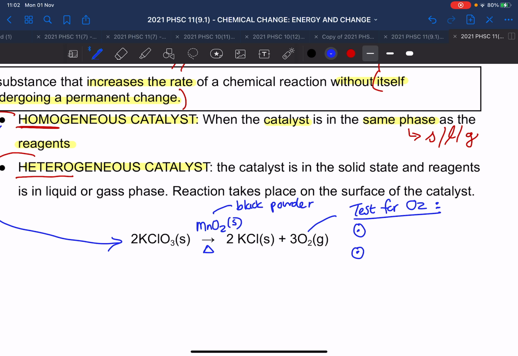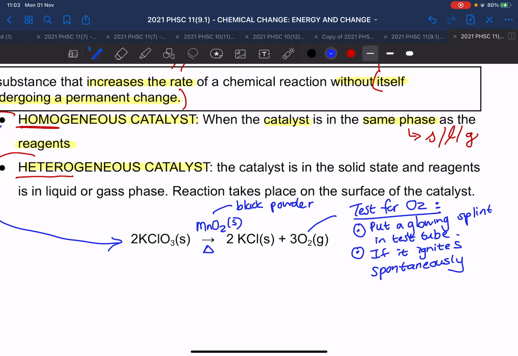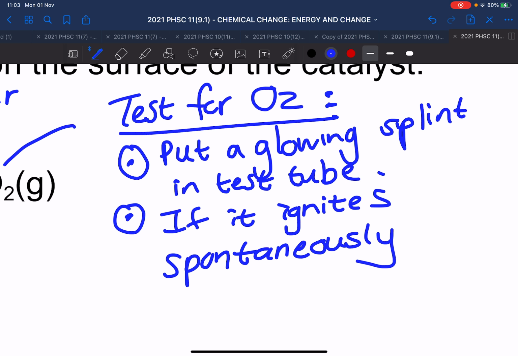What we're going to do is put a glowing splint in the test tube. And if it ignites, what does the word ignite mean? It sets alight, it forms a fire. If it ignites spontaneously, what does that word mean? It means by itself, then there's oxygen present. I'll show you in a moment, but you need to know how we test for oxygen gas.